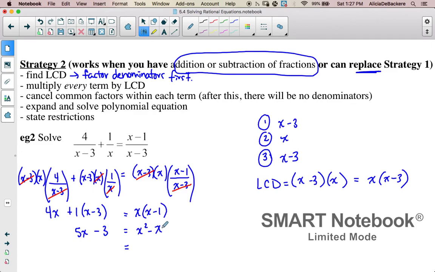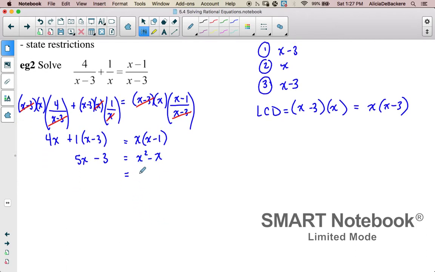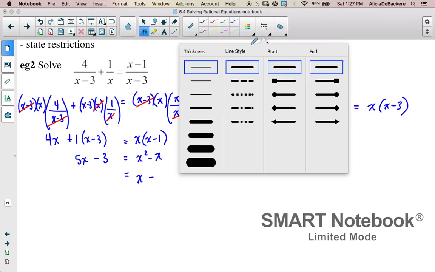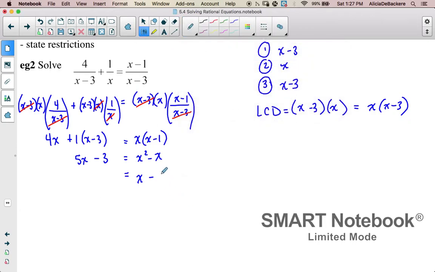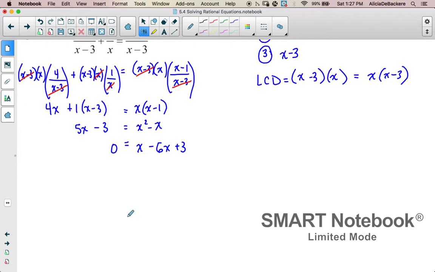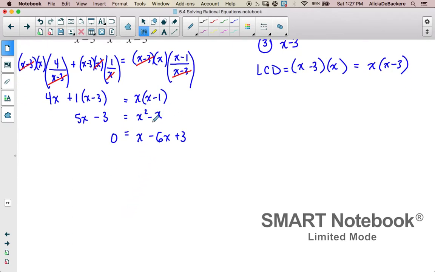And again, I'm left with a quadratic, so I do need to get everything over to one side. I'm going to bring the 5x over and subtract it. Oops, I missed the other x there. So I'm subtracting the 5x, but there's already an x there for me to subtract, so minus 6x, and then I'll add the 3 over. All right, and this one again does not factor for me. There's nothing that multiplies to 3 and adds to negative 6. So to solve this, I'll use the quadratic formula.